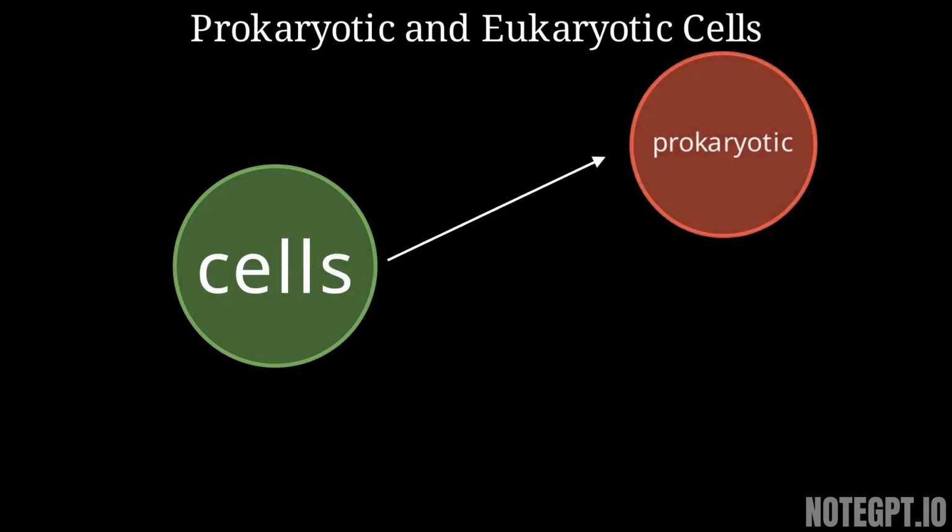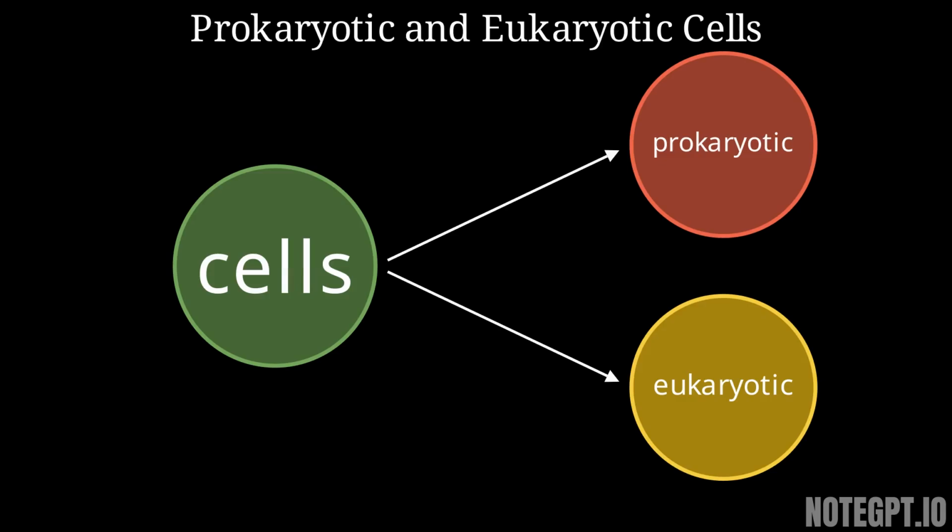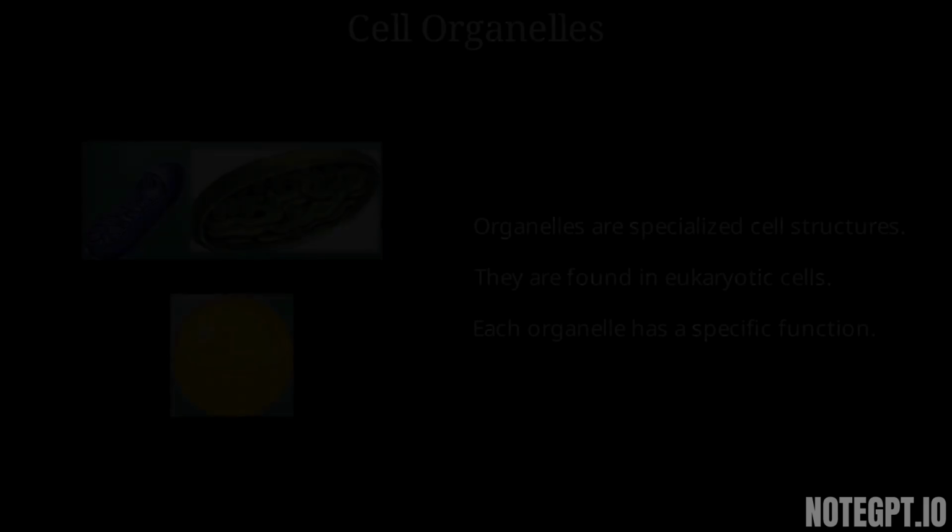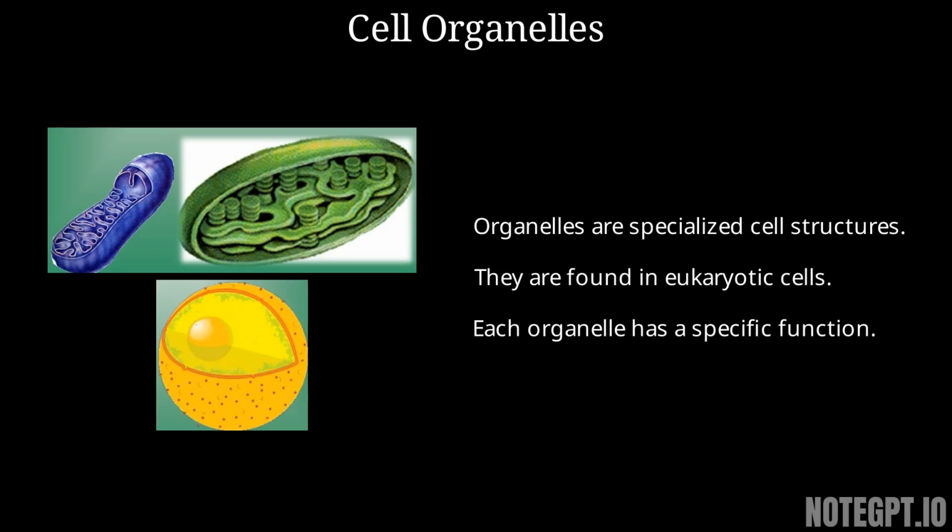Cells can be prokaryotic or eukaryotic. Prokaryotes lack a nucleus and organelles, like bacteria. Eukaryotes have a nucleus and organelles, such as plants, fungi, animals, and protists. Organelles are specialized structures within eukaryotic cells, each with a specific function and surrounded by a membrane.